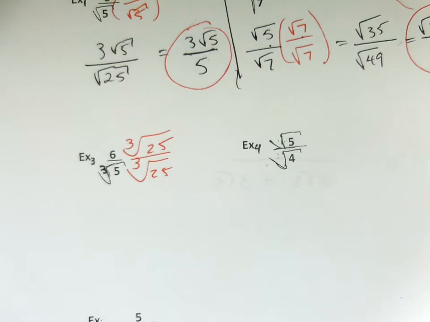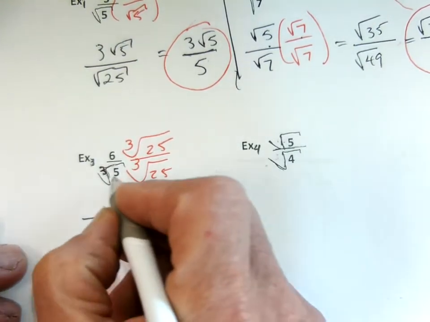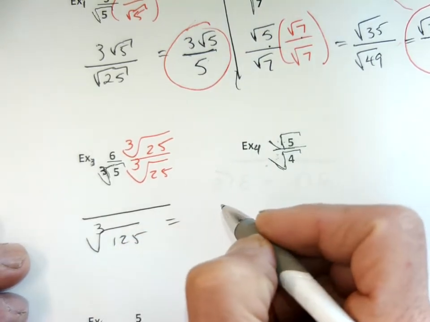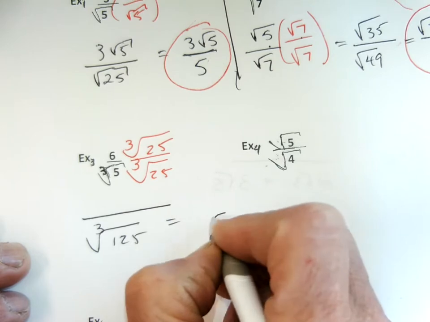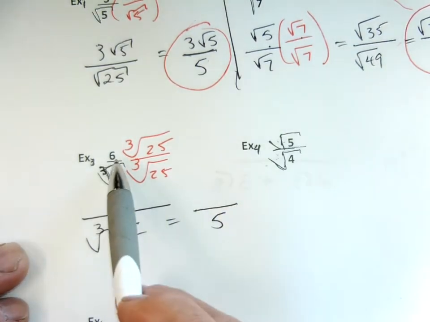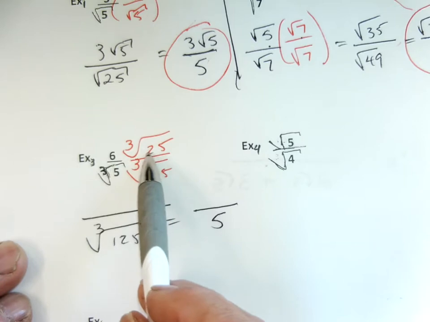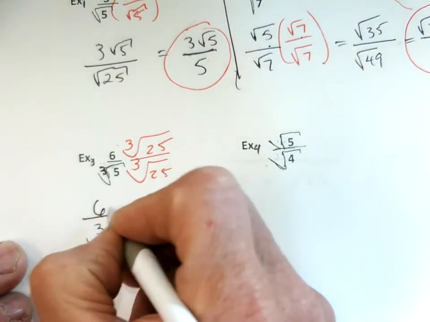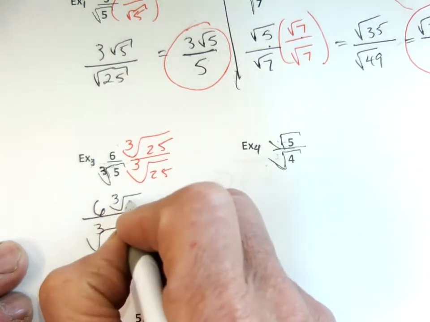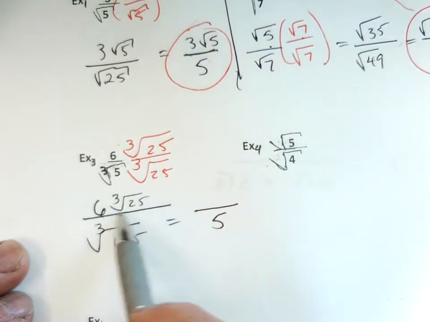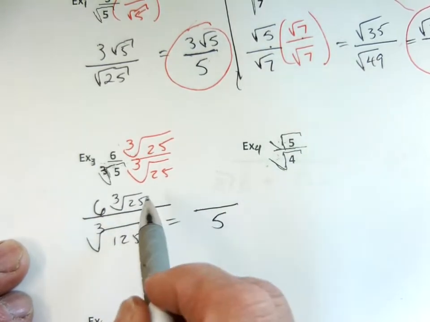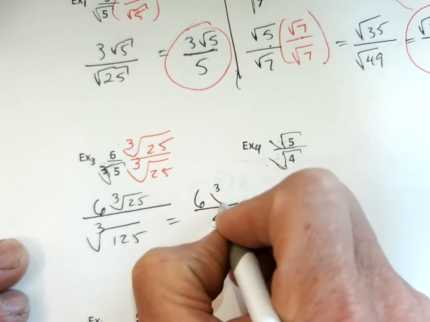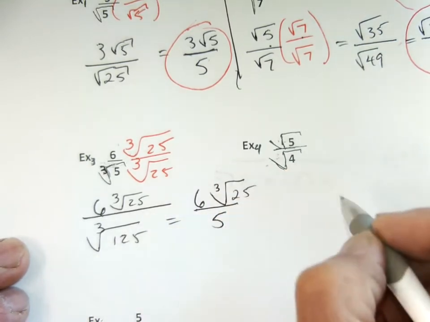So I'm going to have in the denominator the cube root of 125, which is 5. Okay, so the denominator is rationalized. The numerator, I cannot multiply. That's an outside number, so I have a 6 times my cube root of 25. Those two cannot be multiplied. You can't take the cube root of 25, so the answer is just 6 times the cube root of 25.